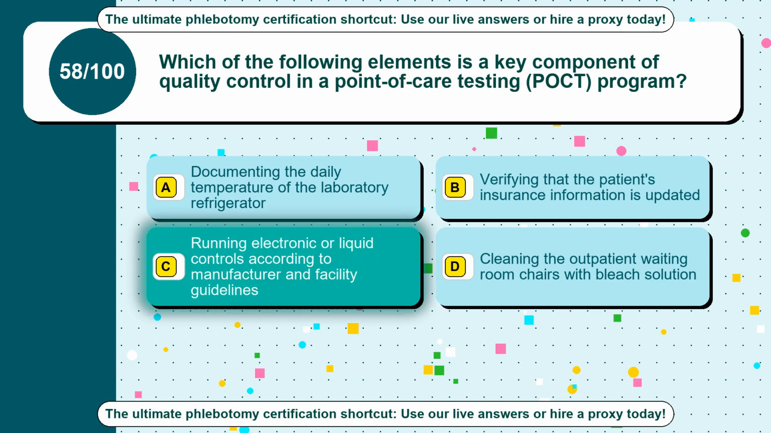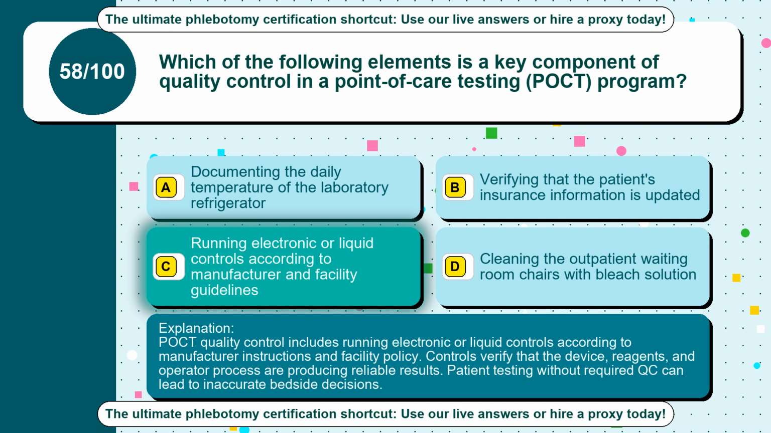The correct answer is option C. Running electronic or liquid controls according to manufacturer and facility guidelines. POCT quality control includes running electronic or liquid controls according to manufacturer instructions and facility policy. Controls verify that the device, reagents, and operator process are producing reliable results. Patient testing without required QC can lead to inaccurate bedside decisions.